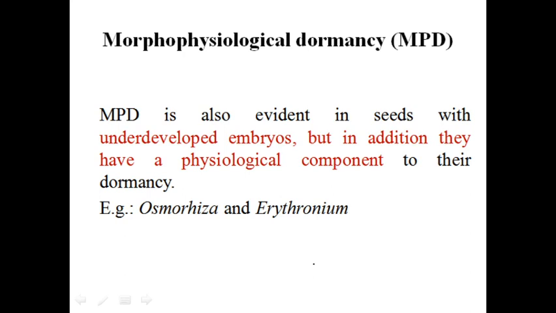The third type is morphophysiological dormancy, no doubt a combination of morphological and physiological dormancy, where the seeds have underdeveloped embryos, but again have some physiological component in their dormancy. Examples are Osmorhiza as well as Erythronium.